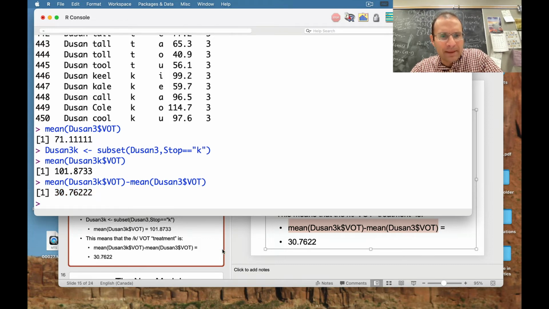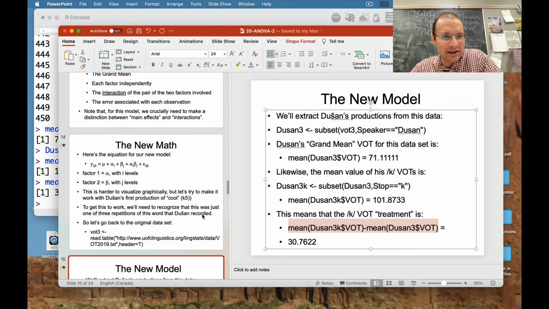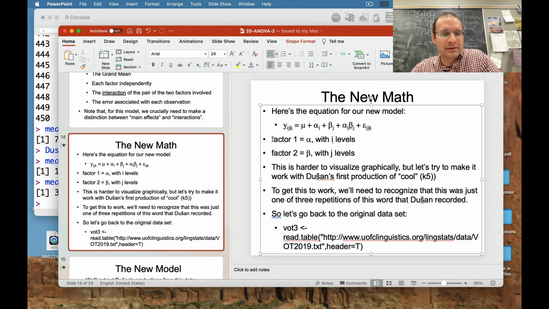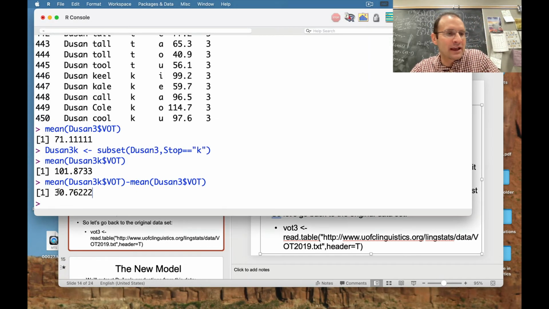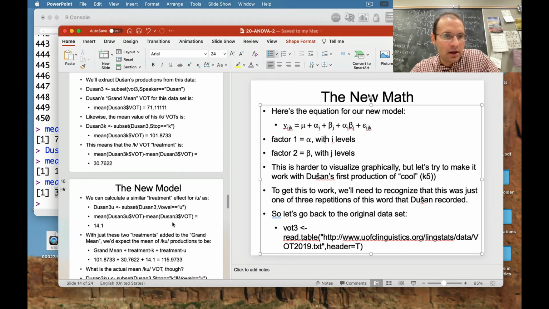30.76222. So again, to kind of hopefully make this explicit, factor 1, which is going to be stop place of articulation here, we're calling alpha, but it has I different levels, right? So alpha sub 1 would be P, alpha sub 2 would be T, and alpha sub 3 would be K. And for alpha sub 3, we get a treatment effect of 30.76 milliseconds.